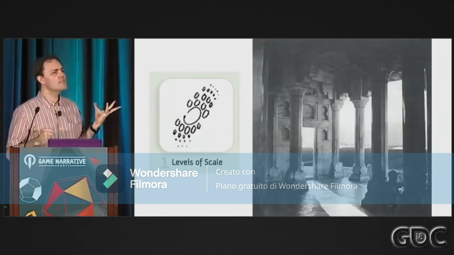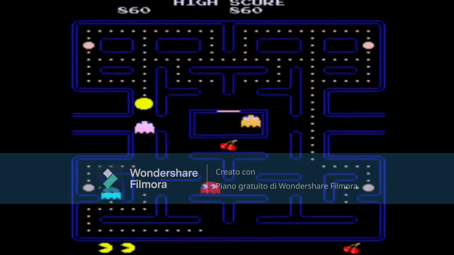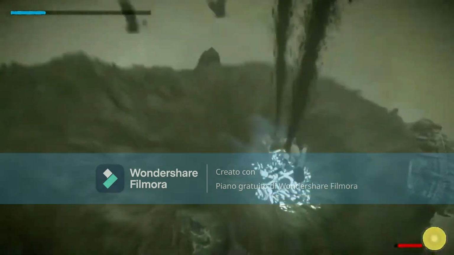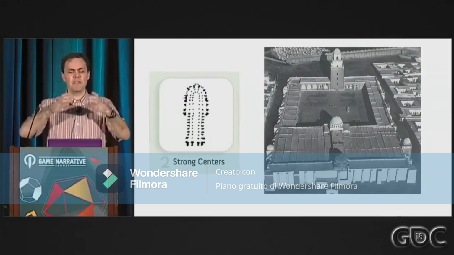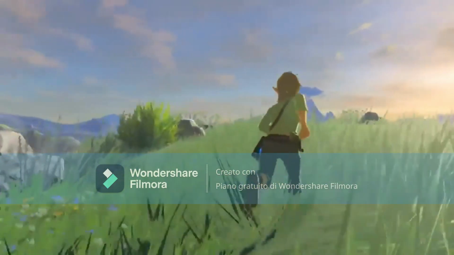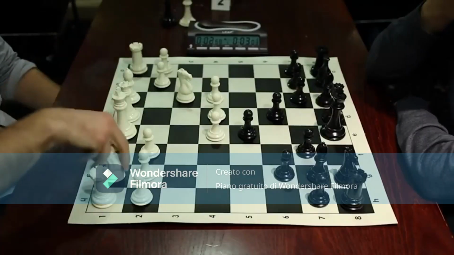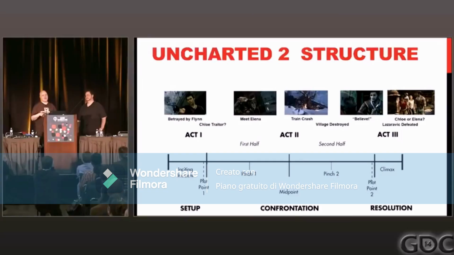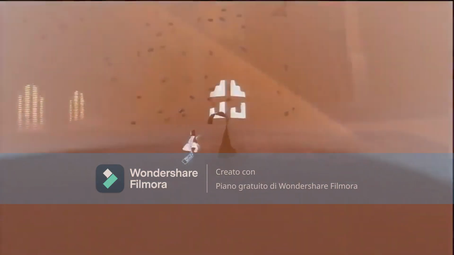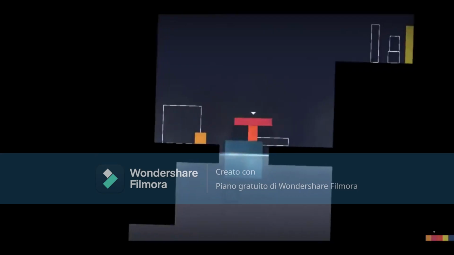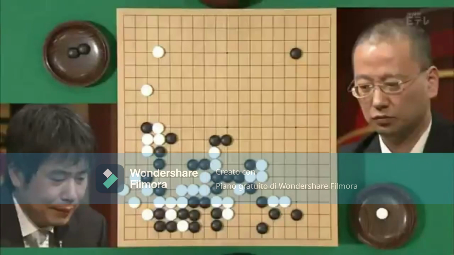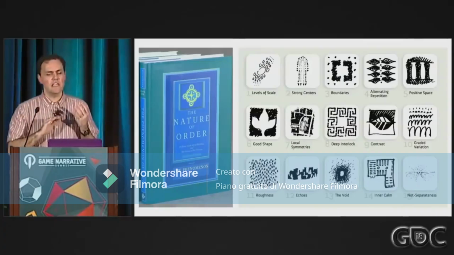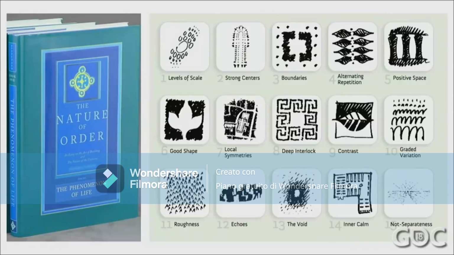Scale is a property that reveals beauty at multiple resolutions, and can be seen in the layered design of Pac-Man to the quest you embark on in Shadow of the Colossus. Strong centers are about having a strong central theme, idea, or sense of orientation, seen with clarity in the opening of The Legend of Zelda: Breath of the Wild. Boundaries establish the beginning and end of an experience. Alternating repetition is expressed in games' tension modulation. Positive space is about articulating space clearly. Good shape is about drawing objects with intent. Local symmetries can be seen in level design. Deep interlock is about integration. And contrast, roughness, echoes, non-separateness, and simplicity reflect a bevy of different aesthetic lenses we see in art, design, and animation.